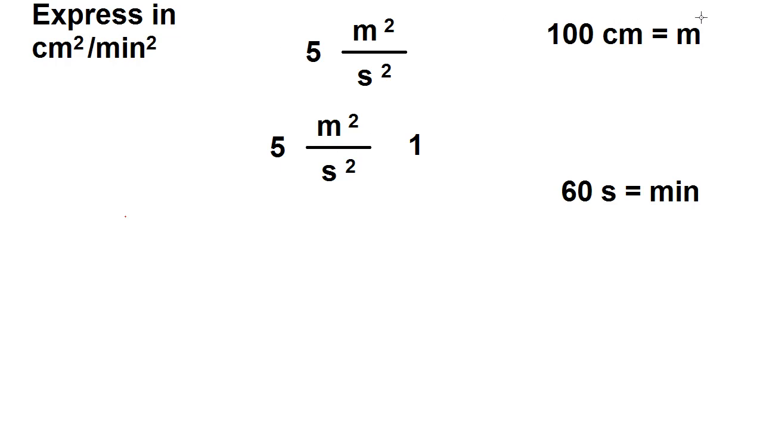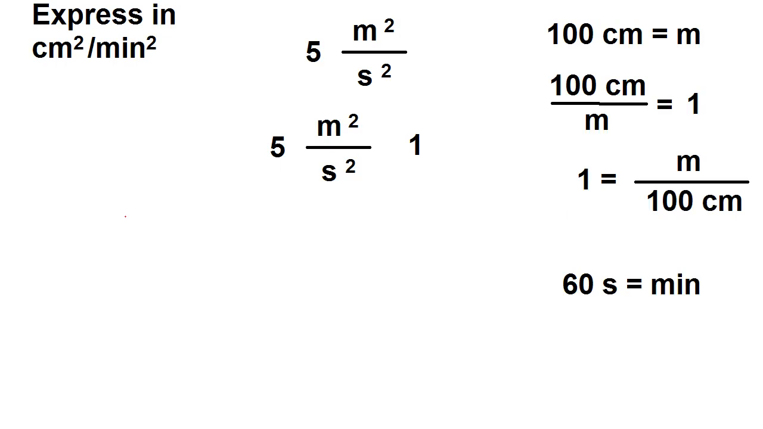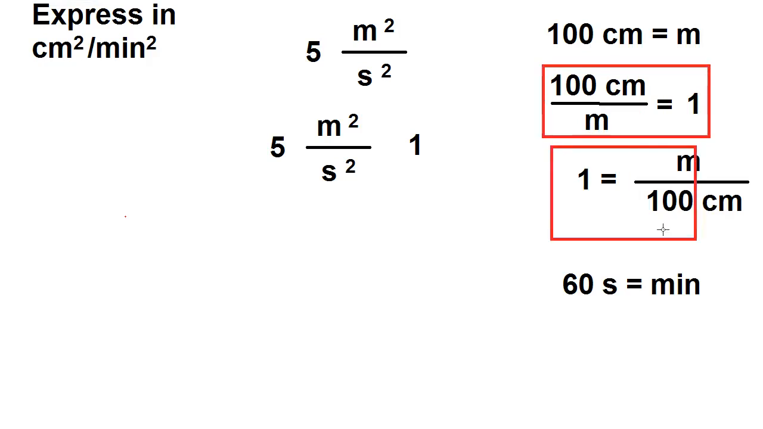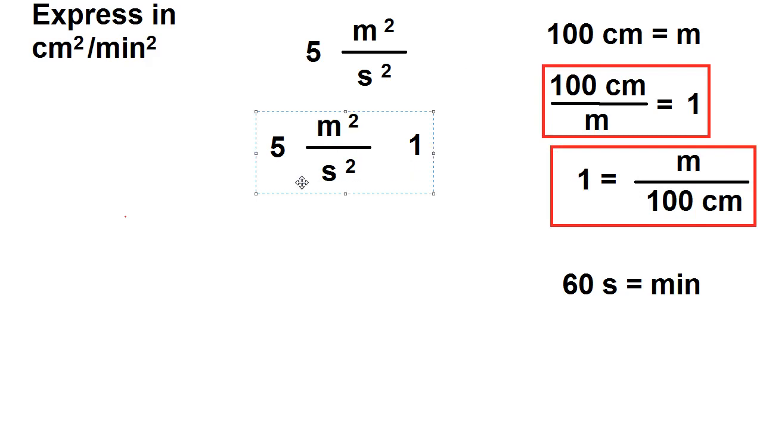We can take a look at our unit conversions here on the right-hand side, and it's possible for us to rearrange this unit conversion into a multiplication by 1. Right, so again, looking at the right-hand side, you can take this conversion ratio, 100 centimeters is equal to a meter. You can divide each side by a meter, and you'll get 100 centimeters over a meter is equal to 1. Or alternatively, you can divide both sides by 100 centimeters and get 1 is equal to meters over 100 centimeters.